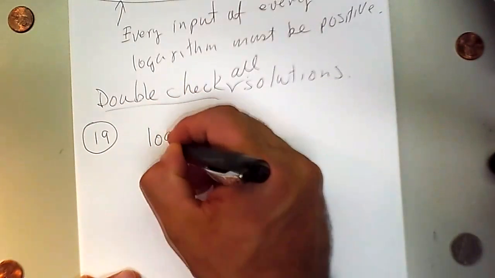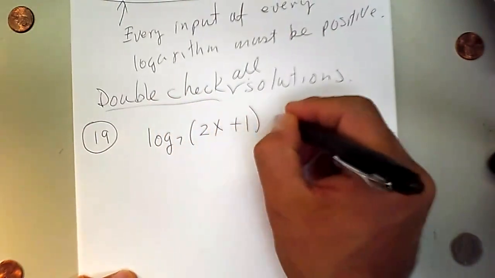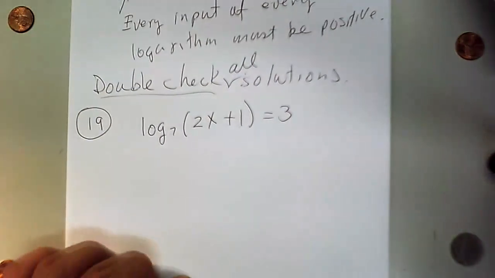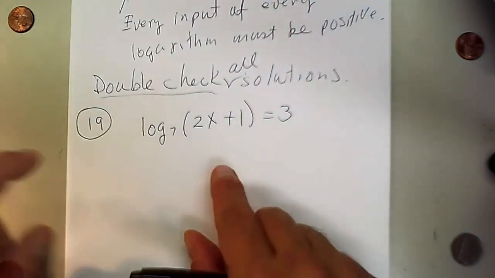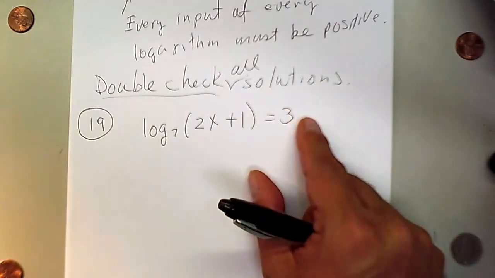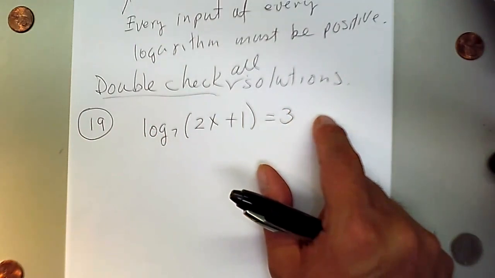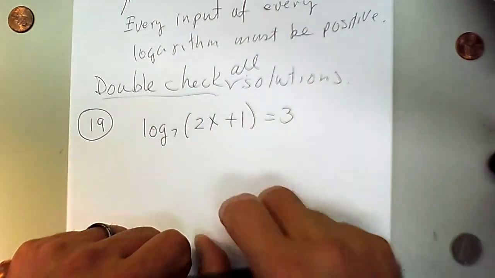Let's say you have logarithm base 7 of 2x plus 1 equals 3. Be aware this is not a logarithm equaling another logarithm, so we cannot just drop the logarithms. There's two ways to go about this.